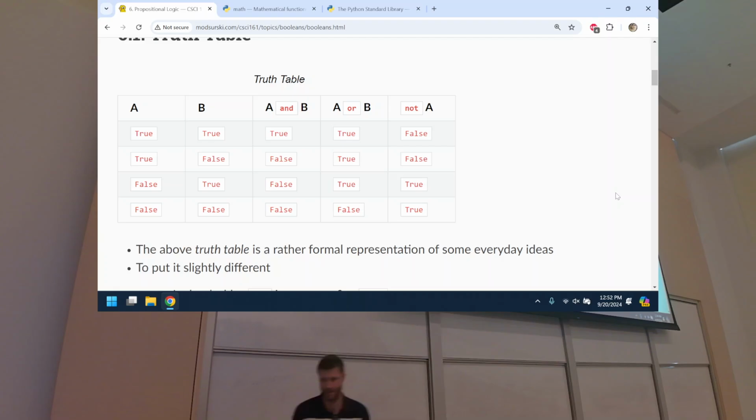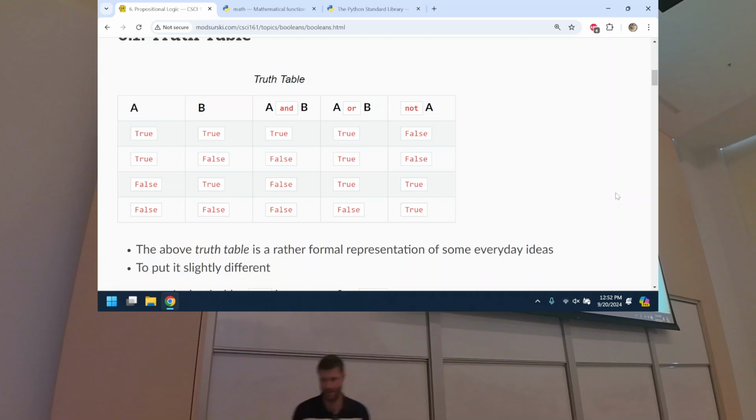How does the not A work? Am I wearing a hat? Am I not wearing a hat? Yeah, that's it. There you go. That's how it works. You just take the result and flip it. That's it. So am I wearing a shirt? Am I not wearing a shirt? That's it. That's all there is to it.